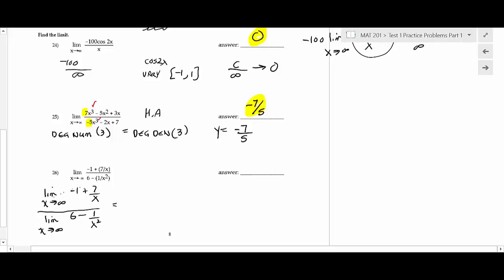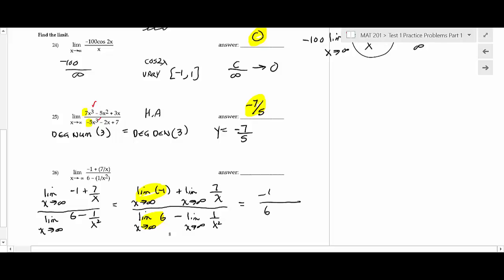Okay, now I'm going to go ahead and break it up. We can do a limit of a sum as the sum of the limits. So we would have the limit as x goes to infinity of -1 plus the limit as x goes to infinity of 7 over x, which is easy to reason out. Then we have a limit of a difference, so we can do the difference of the limits. So we have the limit as x goes to infinity of 6 minus the limit as x goes to infinity of 1 over x squared. So now we can work this out. Okay, the limit of a constant is just that constant. So you're going to have -1 there and you're going to have 6 there.